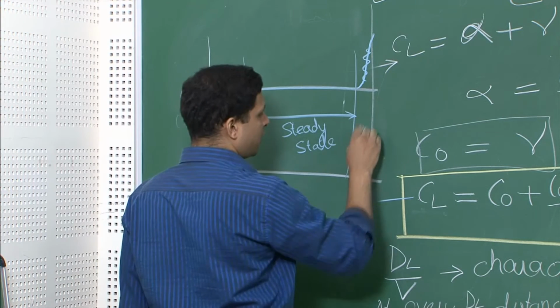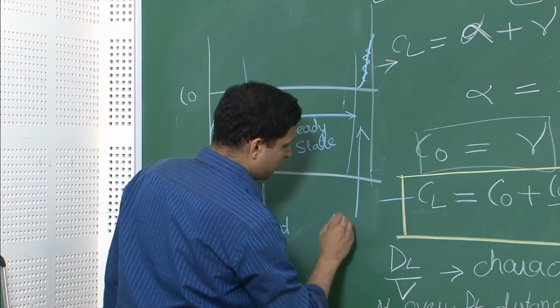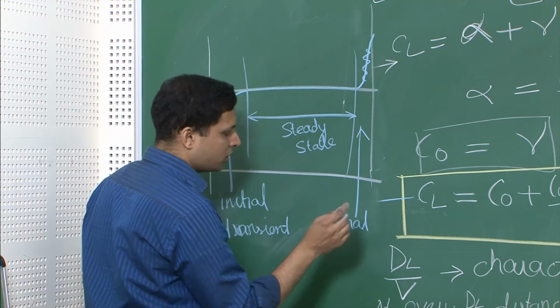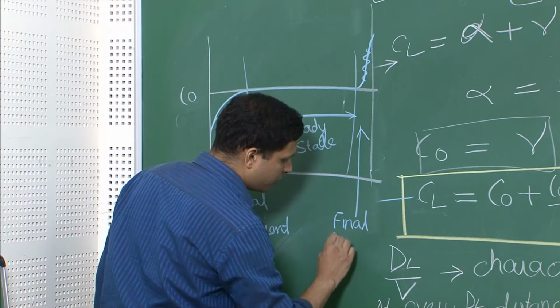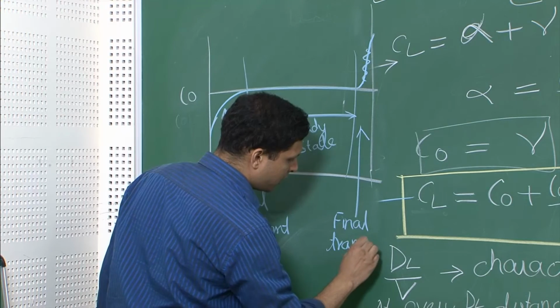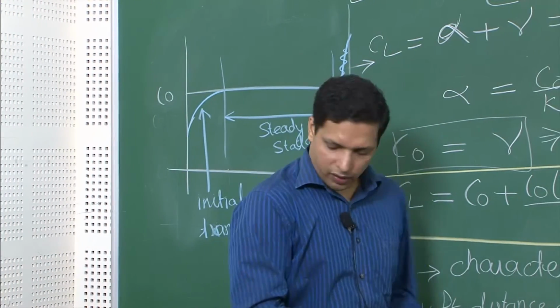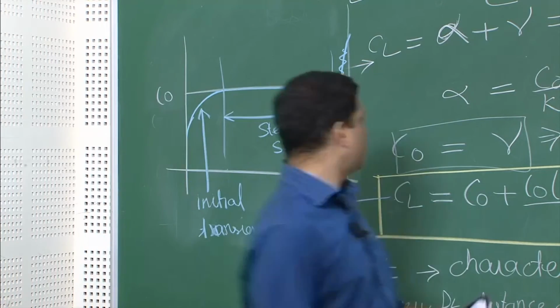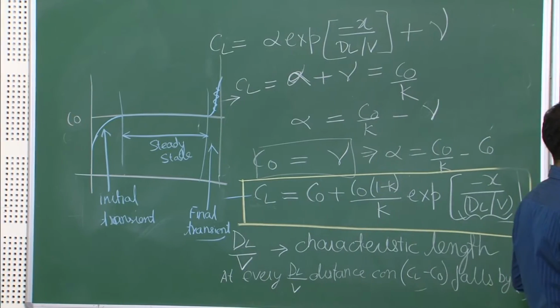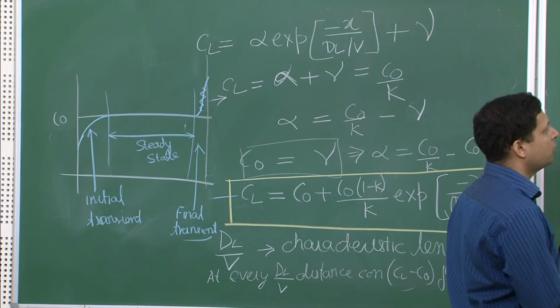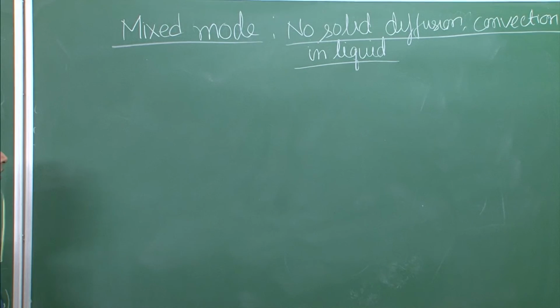And this is the final transient. We have not discussed it, but it is not of much consequence, because there is a very small length of this final transient. Okay, so I will leave it at that. I will not get into more. That is all you have to know about that plot. So we will get back to our mixed mode. We are talking about no solid diffusion and convection in liquid.